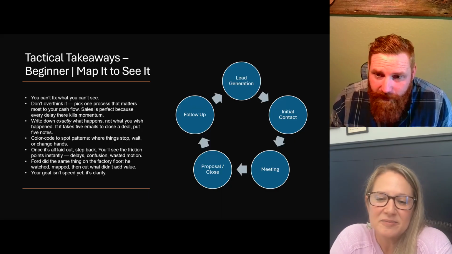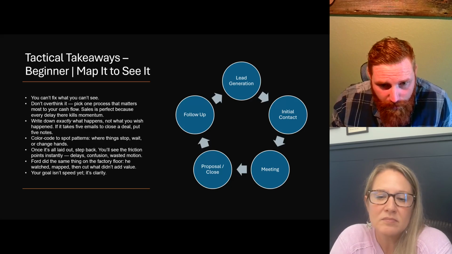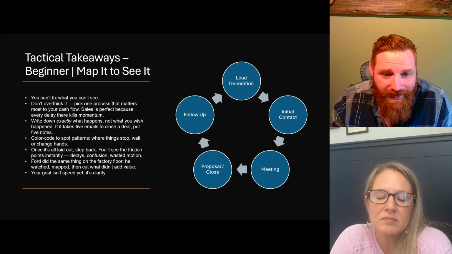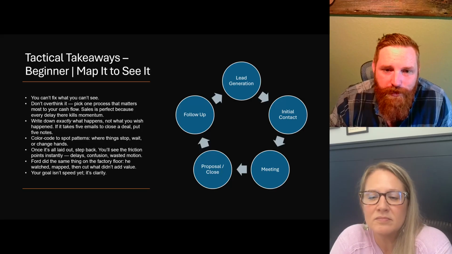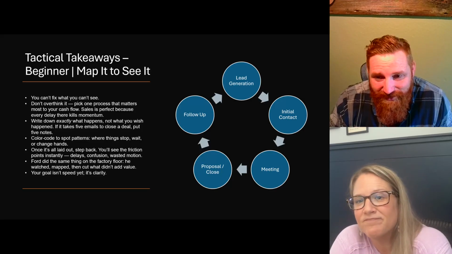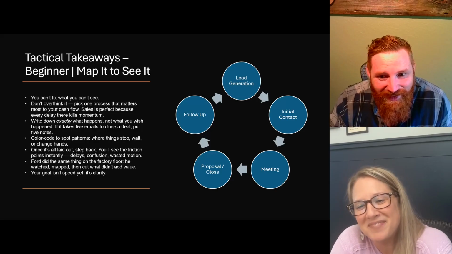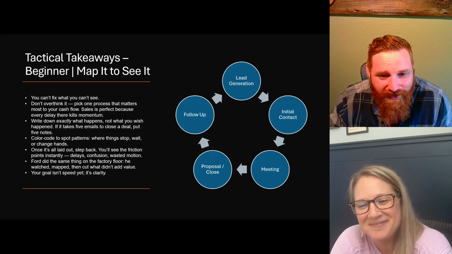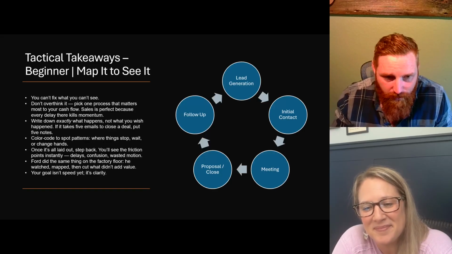Then the close process. They're all important, but if you screw up the close process, how many people do you think you lose because you've screwed up the closing process? Yeah, I mean, there's a few. There's a lot. Yeah.